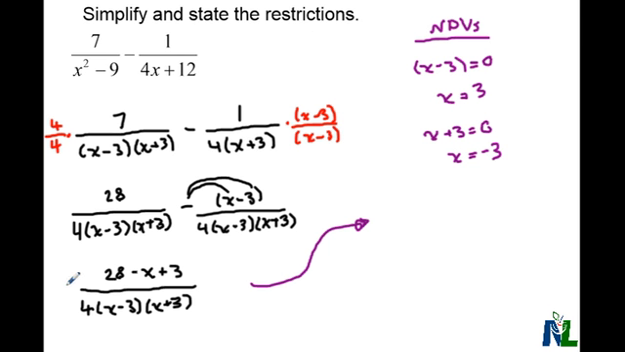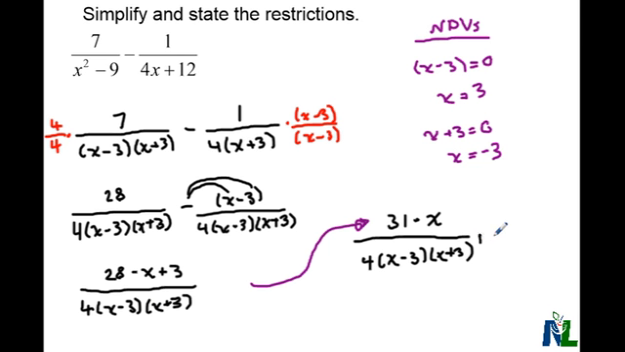So I've got 28 plus 3, which will be 31, minus x, over 4 outside of x minus 3 and x plus 3. So one final look now to make sure I have everything factored. I'm not going to be able to remove anything from 31 minus x, and the bottom was already factored because we left it factored through the problem.